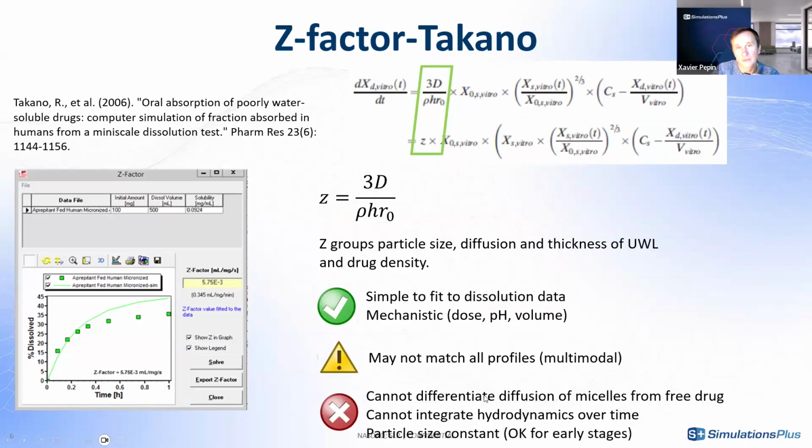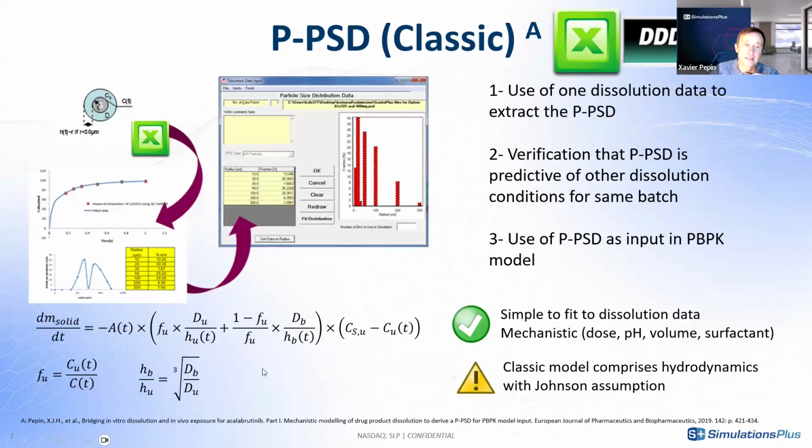So just briefly to remind ourselves what the Z factor is, it's a composite parameter, a unique parameter, it doesn't vary, which represents the diffusion coefficient of your drug, the thickness of the unstirred water layer, the true density of your crystal, and the initial drug particle radius. So that typically fits well the initial part of the dissolution. If you have more complex dissolution like biphasic dissolution, it may not fit perfectly well, but that's the Z in a nutshell. With the P-PSD, it's slightly different.